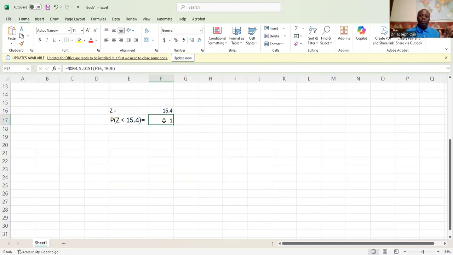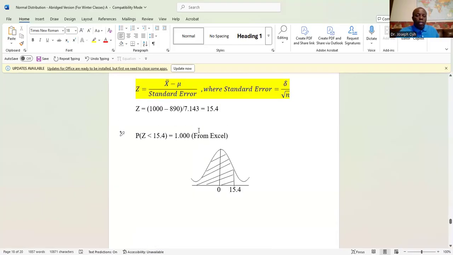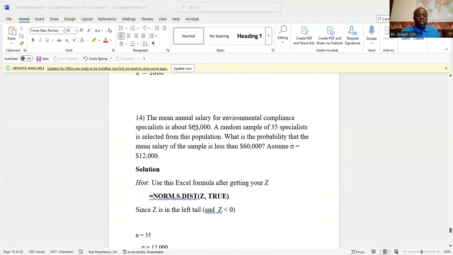Probability goes from 0 to 1, so this one is a certain event. If you want to make it one decimal place, it would be 1.0. That's what it means. So it equals 1.0 from Excel, of course. Alternatively, you can use tables, but for this class we're using Excel. Now, any question for this? Okay, no question. So you can try this one as a practice at home.